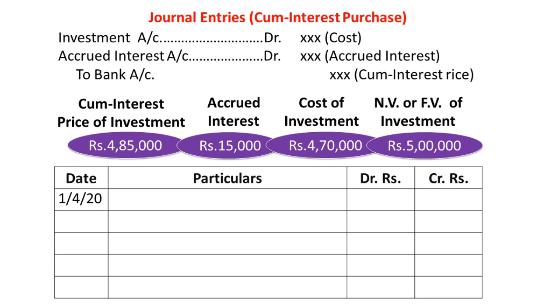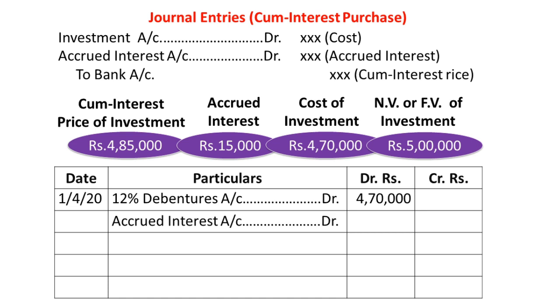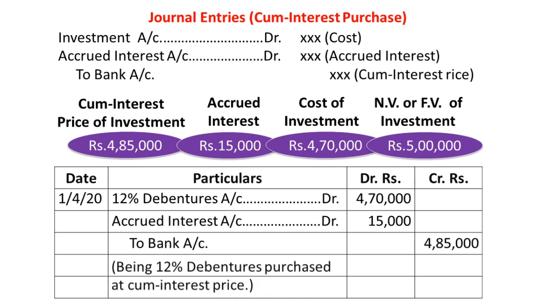We have purchased the investment on 1st of April 2020. So the journal entry will be 12% debentures account debit with cost. Here the cost is 4,70,000. Accrued interest account debit with accrued interest rupees 15,000 to bank account. The total amount goes, which is the cum interest price 4,85,000. So being 12% debentures purchased at cum interest price.